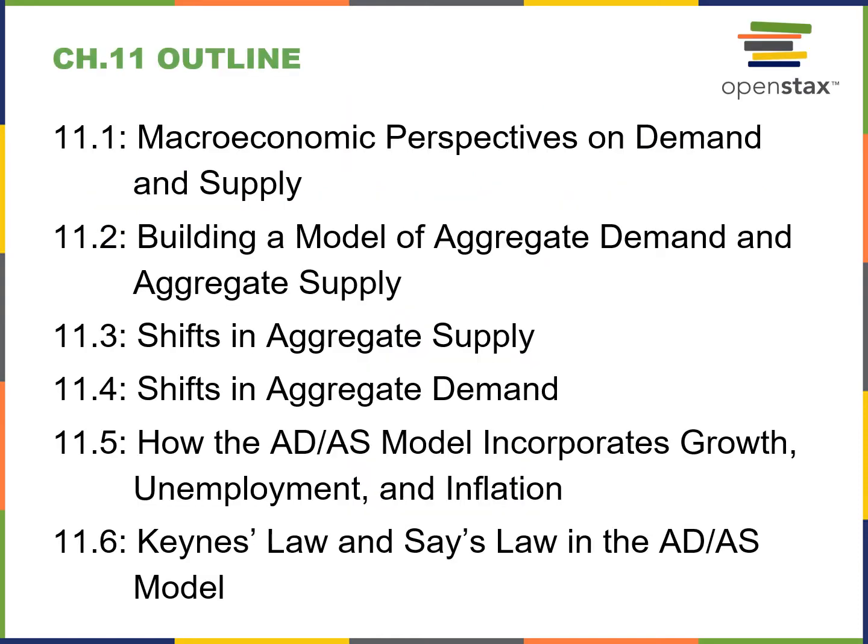This chapter pertains to the macroeconomics perspective on demand and supply, builds models of aggregate demand and supply, shifts in aggregate demand, and how the AD/AS model incorporates growth, unemployment, and inflation. Keynes' Law will be discussed, and Say's Law in the aggregate demand and supply models.